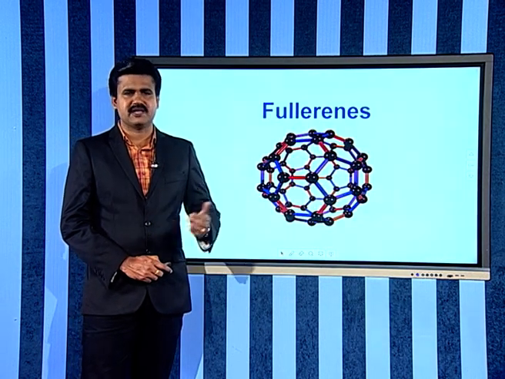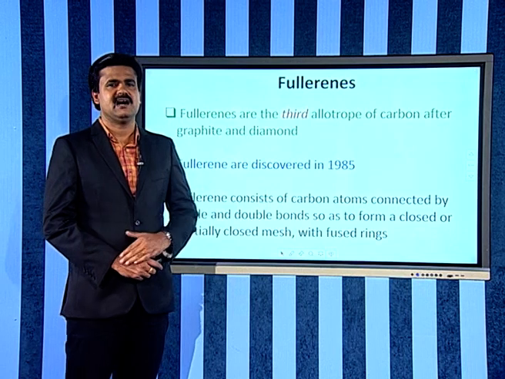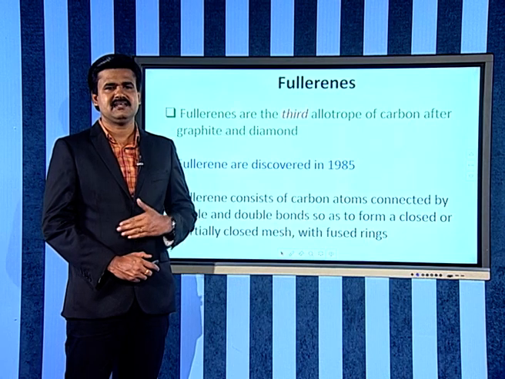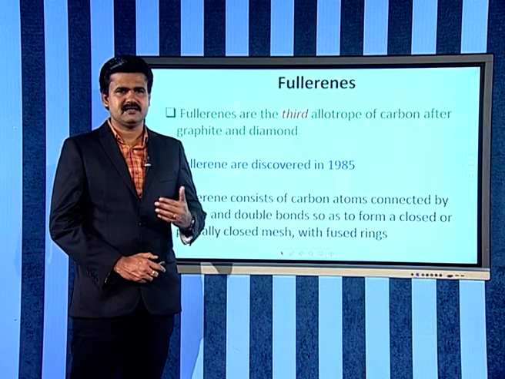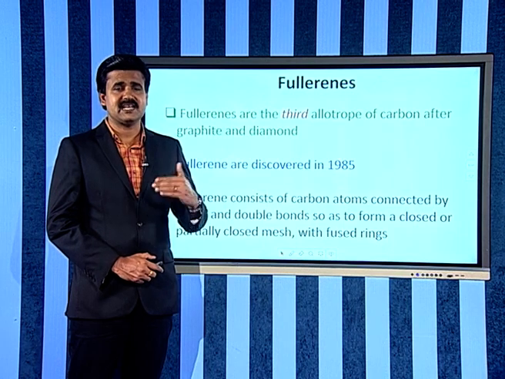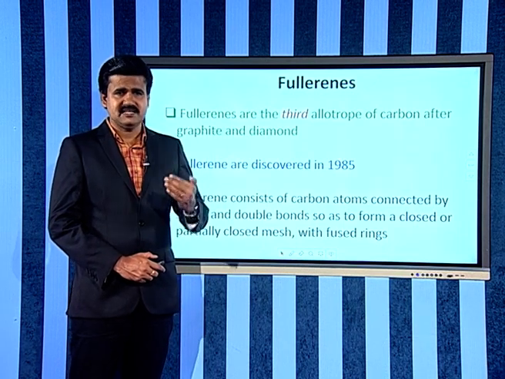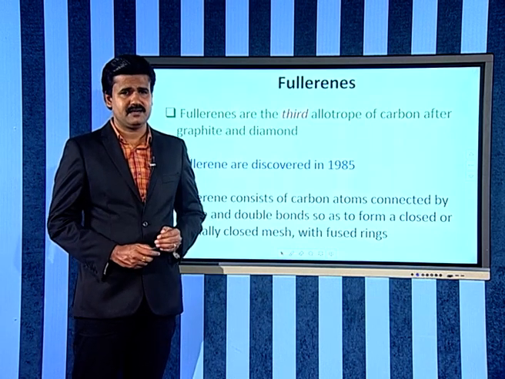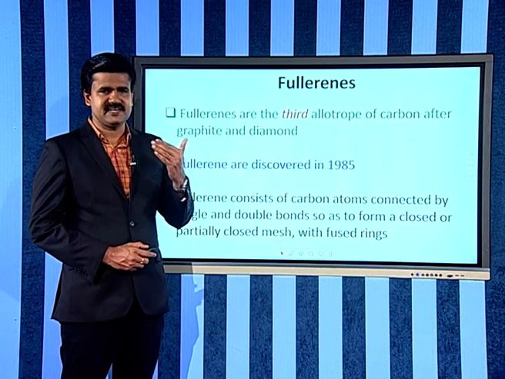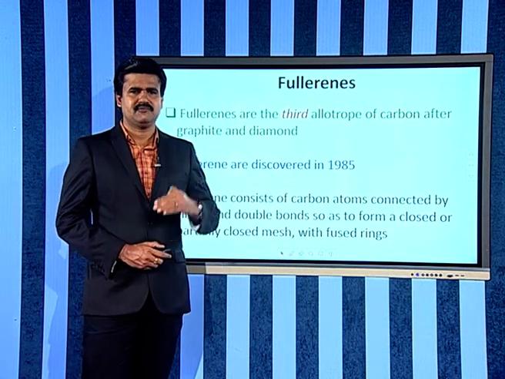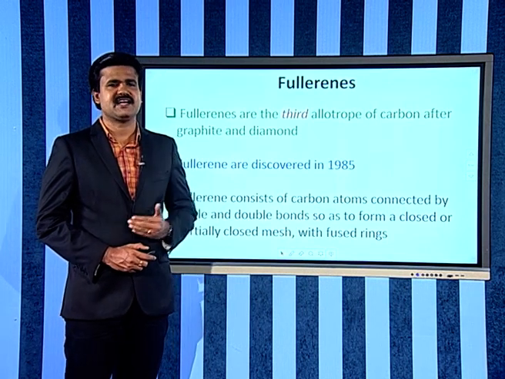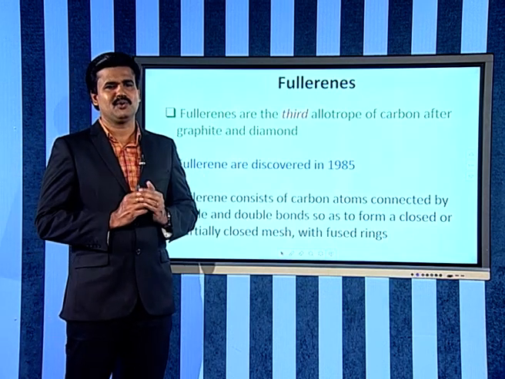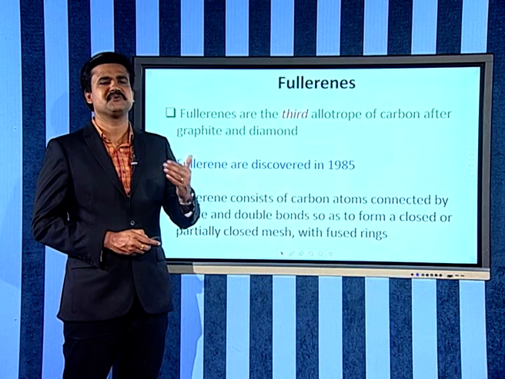First of all, fullerenes. Fullerenes are the third allotrope of carbon after graphite and diamond. Graphite and diamond were exclusively studied for their physical and chemical properties, and fullerenes are the recently discovered third allotrope of carbon. Fullerenes were discovered in 1985. A fullerene consists of carbon atoms connected by single and double bonds so as to form a closed or partially closed mesh with fused rings.